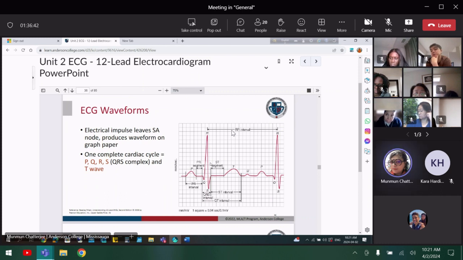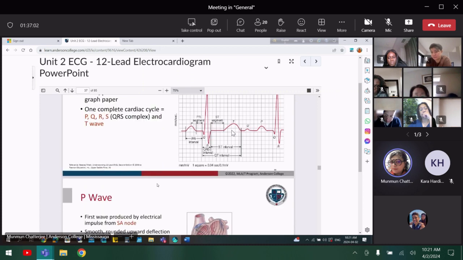Because this is the total ventricular action. Okay, this total ventricular action is called the QT interval, and this is called the QRS complex. This is all you have to remember, and it is going to tell you what is happening in the SA and AV node and the ventricular depolarization and repolarization.